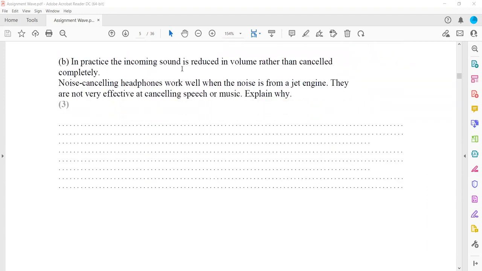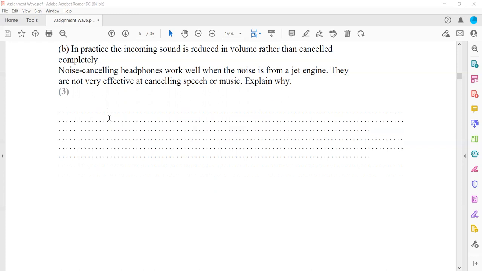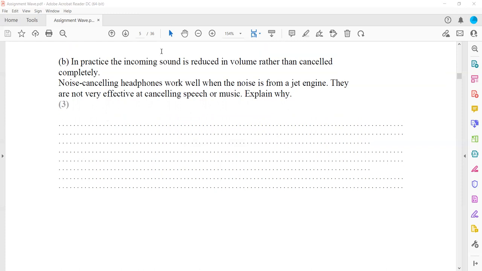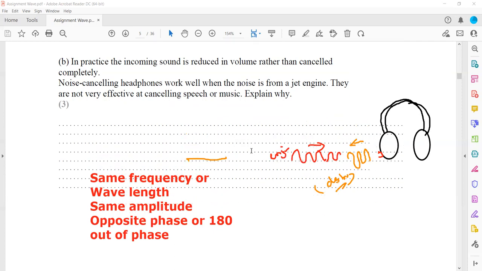In the next part, they're saying in practice, incoming sound is reduced in volume rather than completely cancelled. Noise cancelling headphones work well with the noise from the jet engine. They are not very effective in cancelling speech or music. Explain a reason for that. Why can we not use these same noise cancellation headphones to completely cancel out human speech or music?